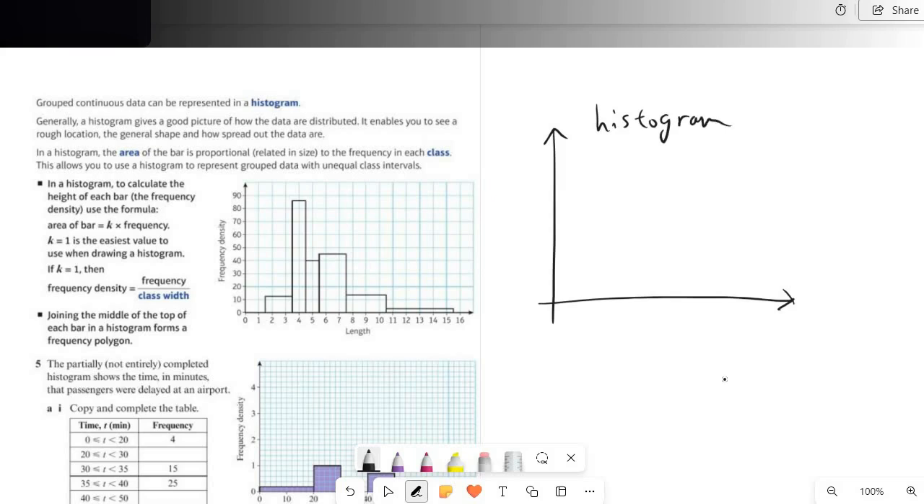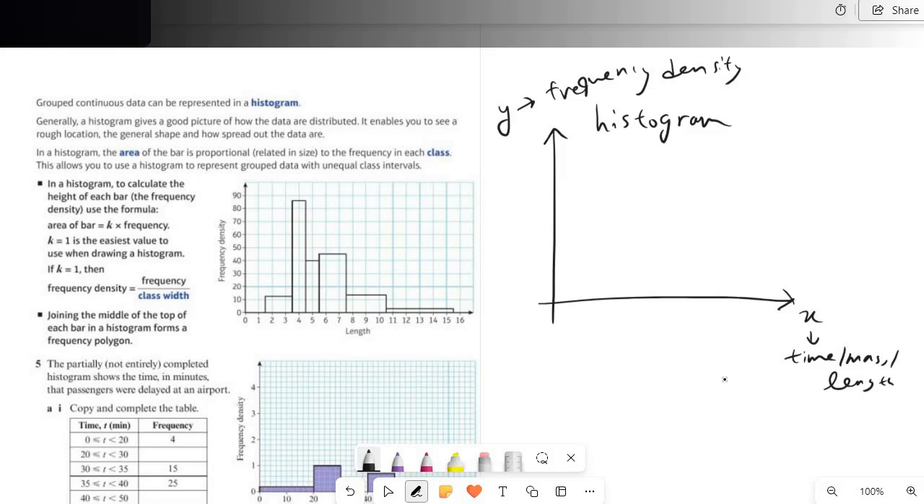Mainly, the y-axis is actually the frequency density rather than the frequency itself, and the x-axis is going to be a variable. For example, it could be a time or mass or length, something that can have any values, meaning that it should be a continuous variable.